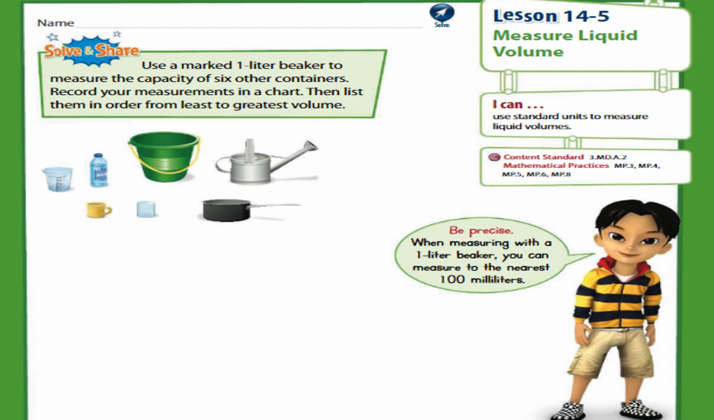Okay, so lesson 14.5, measure liquid volume. What is the problem given? Use a marked 1-liter beaker to measure the capacity of 6 other containers. Record your measurements in a chart, then list them in order from least to greatest volume. Now what you have to do, as we have just watched in the video, is use a beaker where 1 liter is marked.